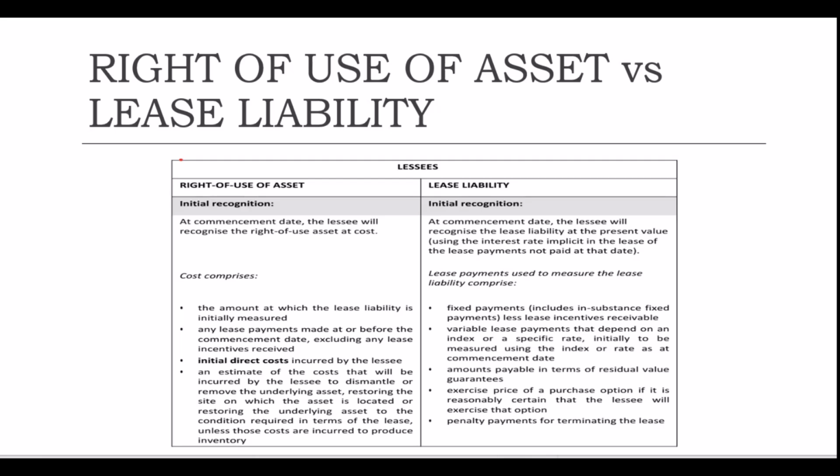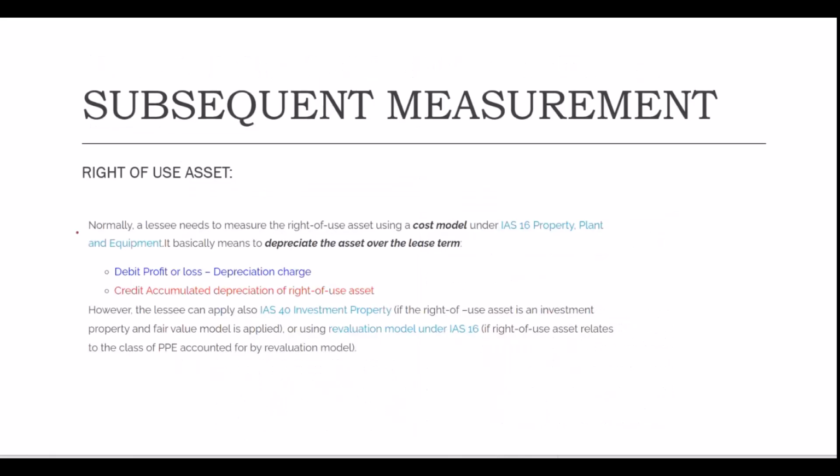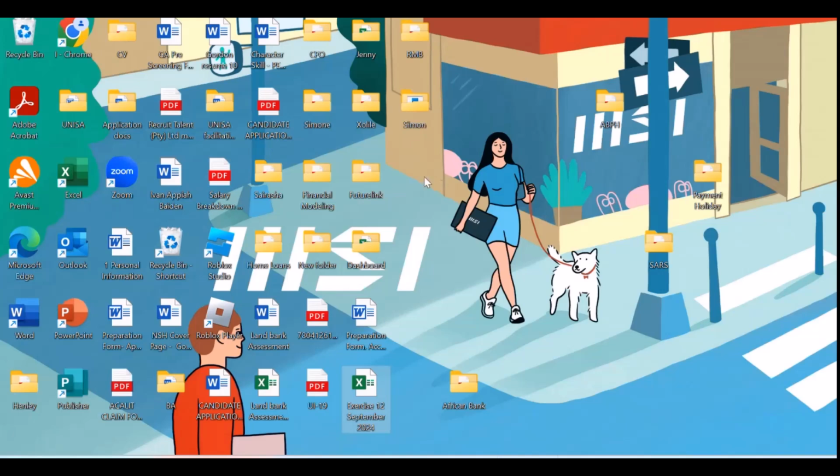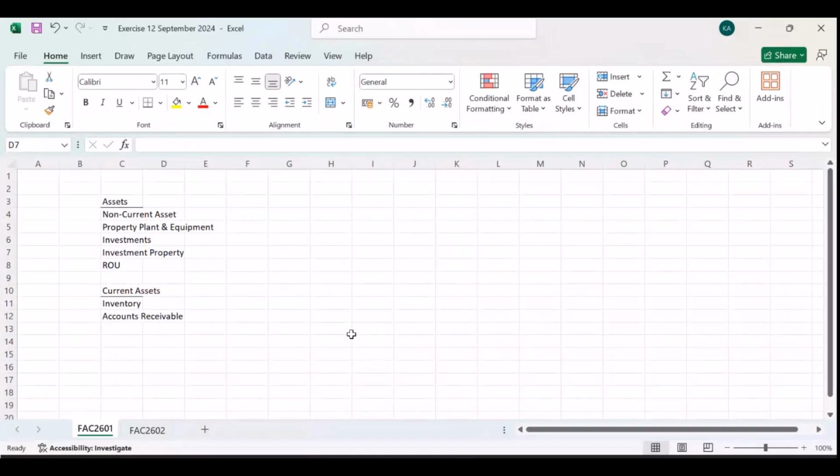It's the fixed payments, including in-substance fixed payments, less lease incentives, which include variable lease payments and amounts payable in terms of residual value. Okay, we'll have an example, so that you understand how to calculate.